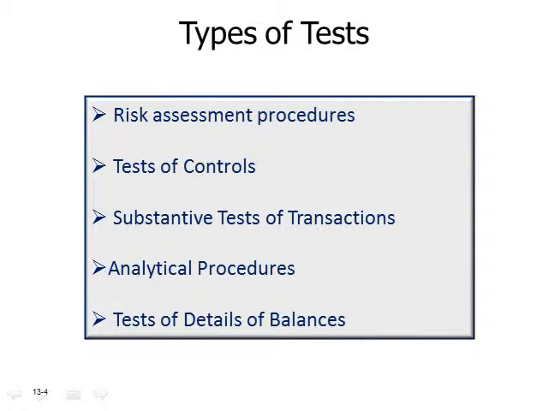And so, in developing the overall audit strategy, auditors use 5 types of tests to determine whether financial statements are fairly stated. We use risk assessment procedures to assess the risk of material misstatement, represented by the combination of inherent risk and control risk. And we talked about inherent risk in a prior chapter. It deals with the business line that the client is engaged in.